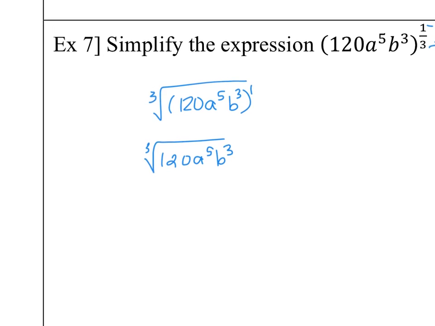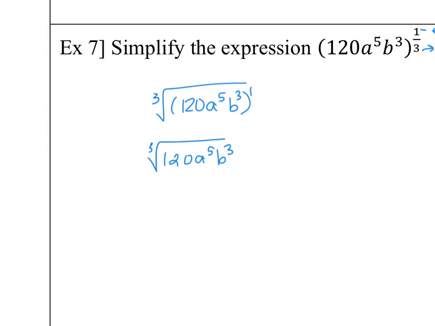Then simplify this using the same process we've used with the both square roots above. Break down the 120, 12 times 10. 12 is going to be 6 times 2. 6 is going to be 3 times 2. Those are all primes. Now let's talk about the 10. 2 times 5. And those are prime as well. So for a to the 5th, that means there are 5 a's. B to the 3rd means there are 3 b's.